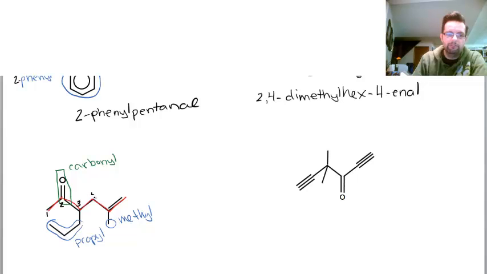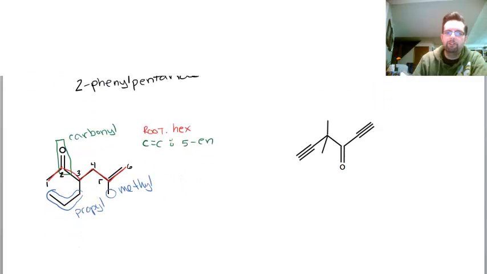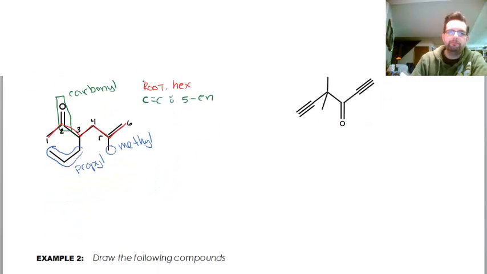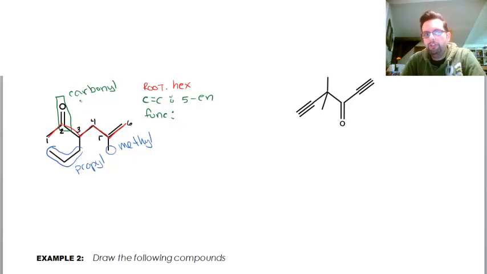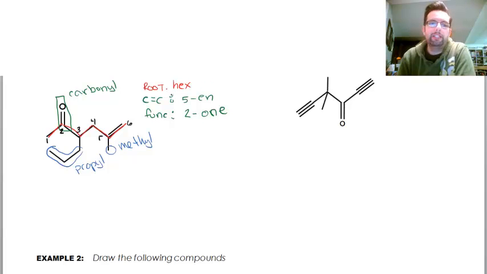1, 2, 3, 4, 5, and 6. Which means in this case, our root is going to be hex. We've got carbon-carbon double bonds, which means in our suffix we're going to have 5-ene, without the E, because we only have one functional group. But then we also have our carbonyl. Now in this case, this molecule is going to be a ketone, because we have that carbonyl group in the middle of the chain. And we do need to include a position, and that's going to be on position 2. And our suffix, because it's a carbonyl group and it's a ketone, is going to be -one.